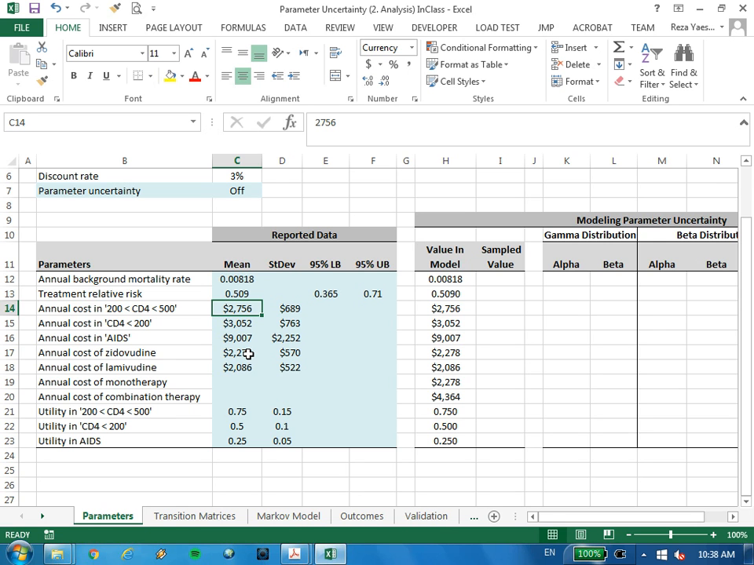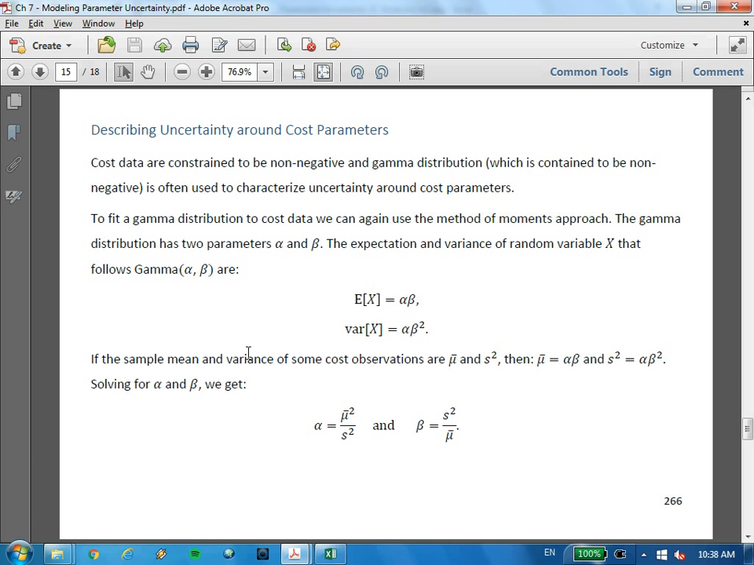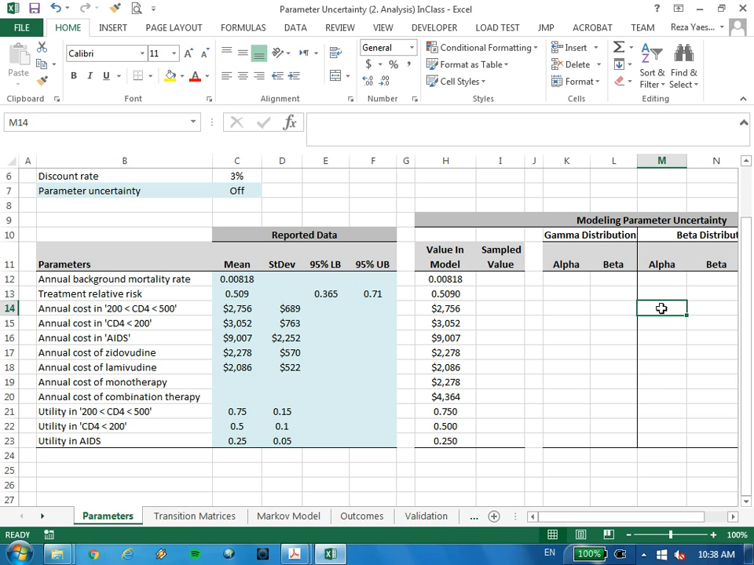All right. So we can just use these two formulas. So if mu bar is our sample mean and S2 is our sample variance from our cost data, we can just use these two equations to get alpha and beta, two parameters of a gamma distribution. So let's do that here.